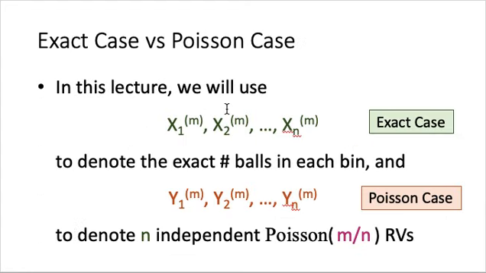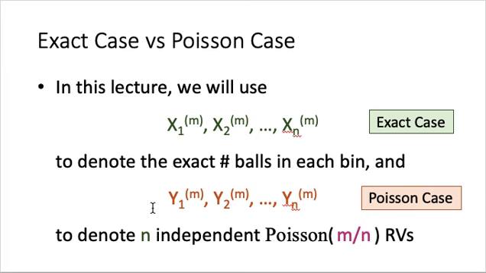So we will call the first case, where we are throwing exactly m balls into n bins, the exact case. To help us memorize it easily, we use the variable x to represent the number of balls in each bin. So x1 is the number of balls in the first bin, x2 is in the second bin, and so on and so forth. So x sounds like exact.